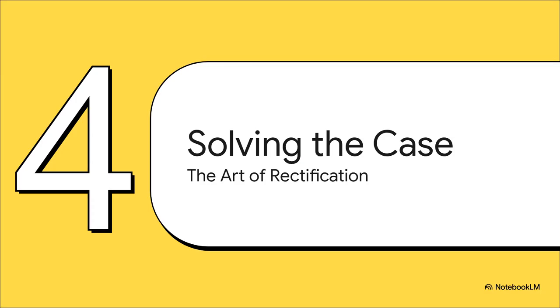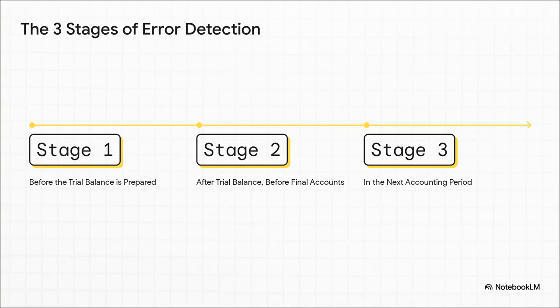Now we have to actually fix it, and fix it the right way. This is what we call the art of rectification, and how you do it depends completely on when you catch the bad guy. Basically, there are three main stages for finding an error. And trust me, the earlier you find it, the easier the fix. Stage 1 is when you're still in the middle of your daily bookkeeping. Stage 2 is when you've hit that wall and your trial balance just won't agree. And Stage 3, that's when you find a mistake from a previous year and those books are already closed.